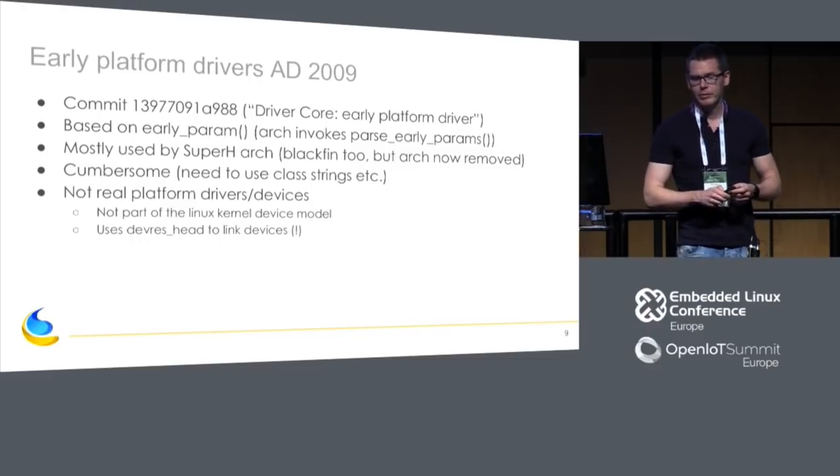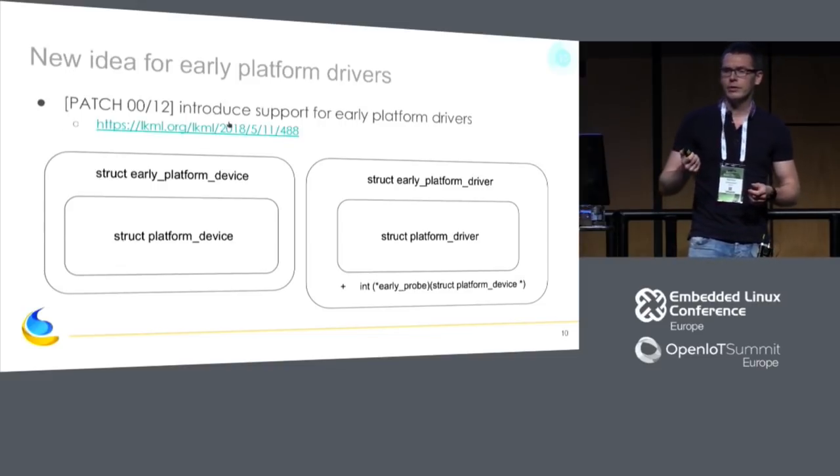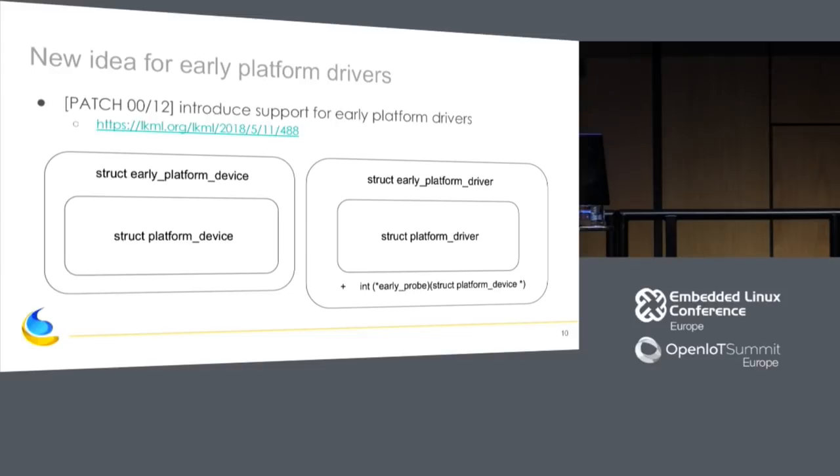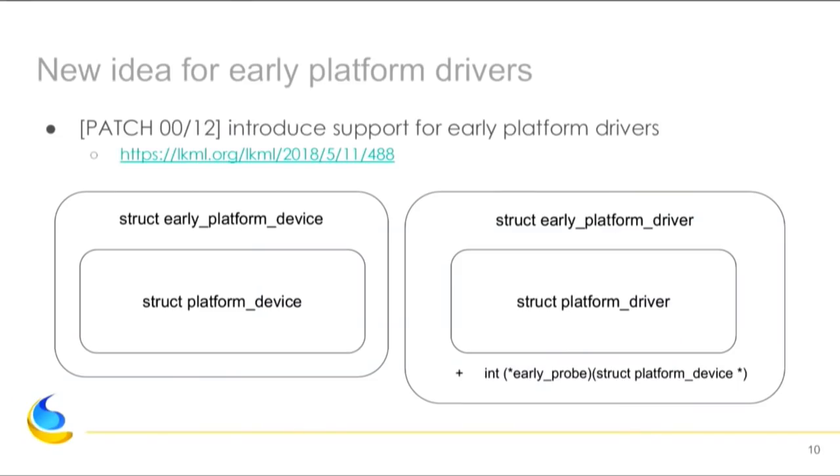So I started thinking about a new solution, and the idea was to have something much simpler, that would be a part of the driver model. So I would like to have early devices that would actually become regular platform devices once the entire driver model is initiated. And I also wanted to make it much simpler, without the burden of having to declare some early param classes and all that. And for this particular case, when we have both board files and device tree, I wanted to support both.